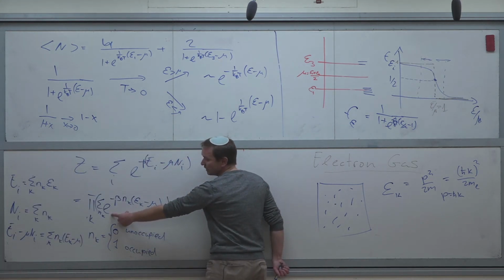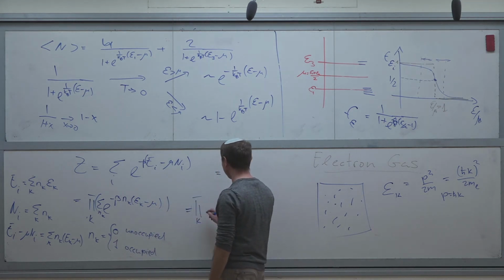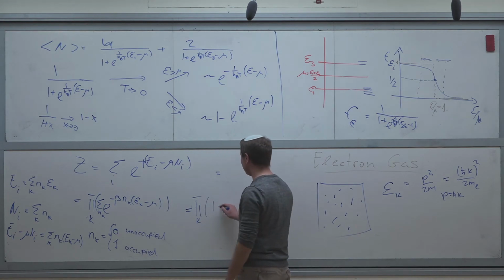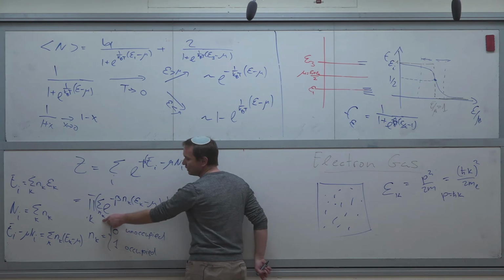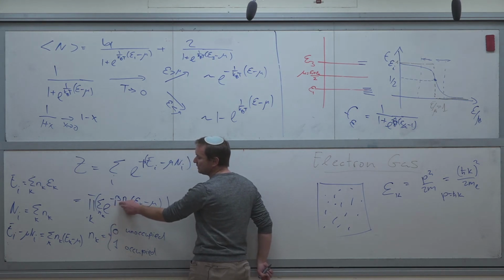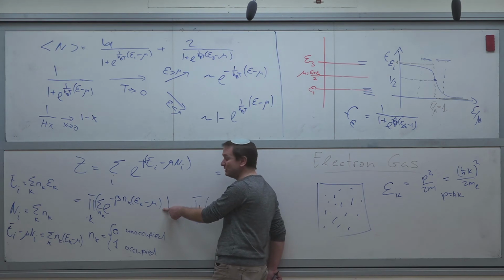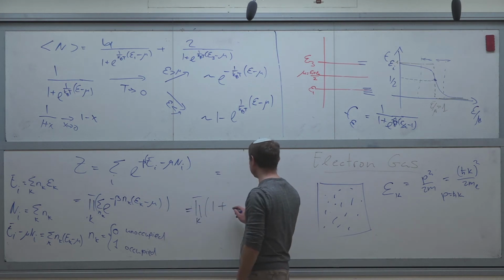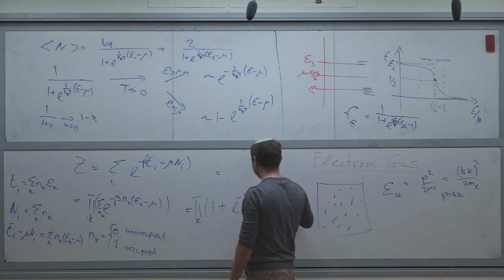Now, this sum I can calculate pretty easily. It's the product over k of 1 plus... when n_k equals 0, I have e to the power minus beta multiplied by 0, multiplied by something. I don't really care what the something is. It's simply 1. Plus e to the power minus beta (epsilon_k minus mu).